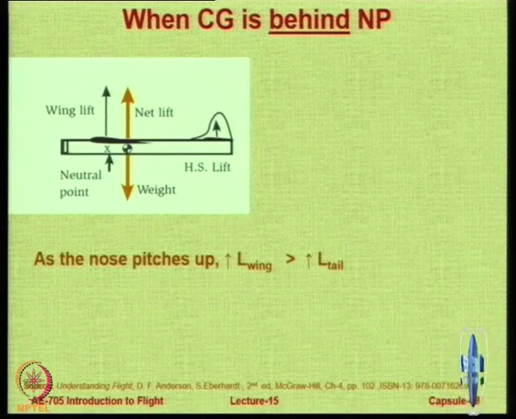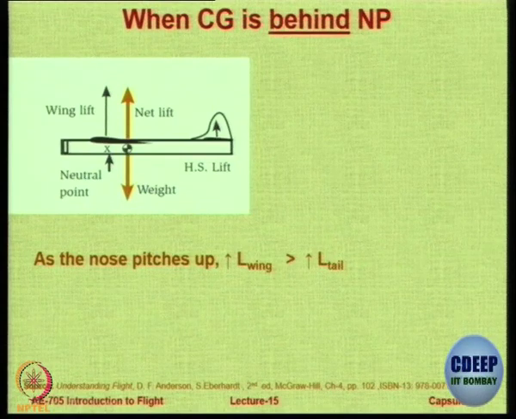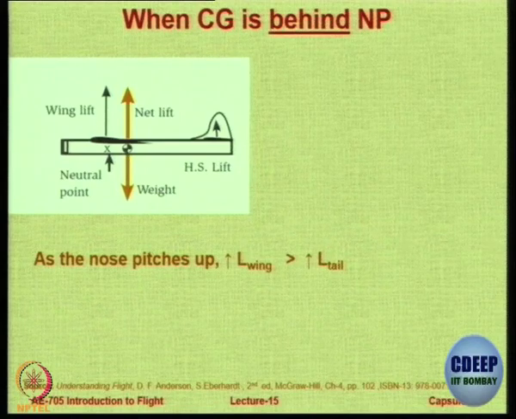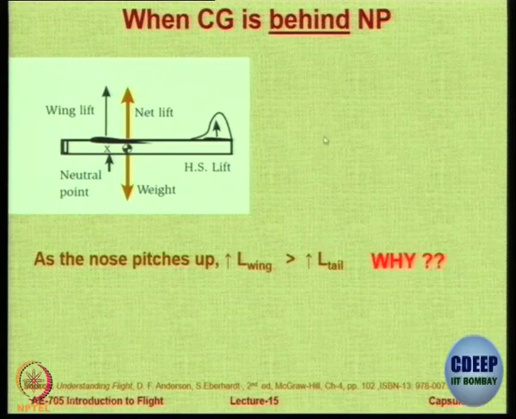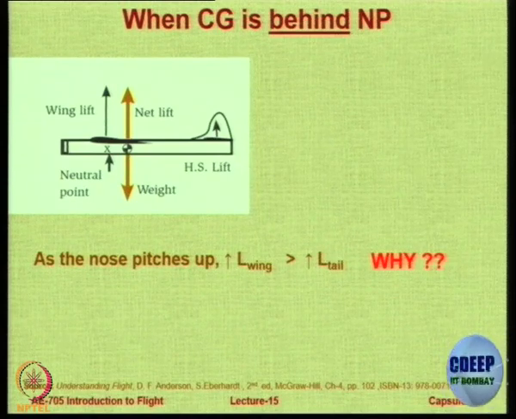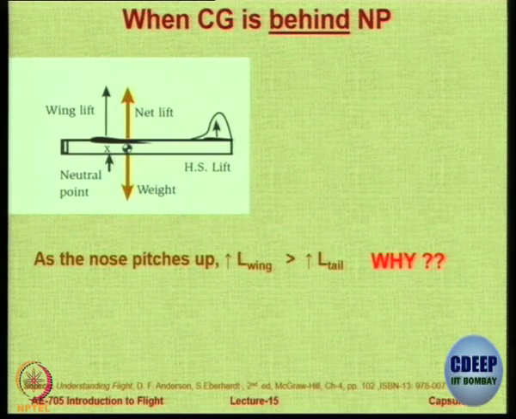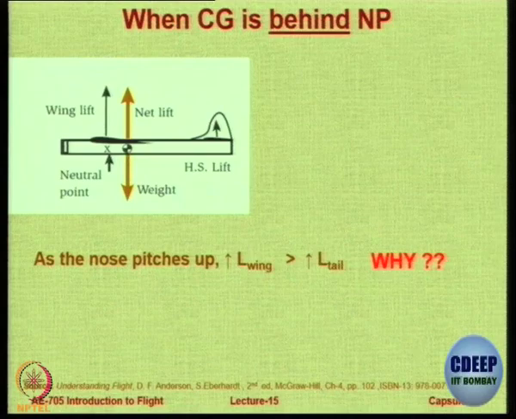So, now when the nose pitches up, the increase in the lift on the wing will be more than that on the tail. You have to tell me why. Why will the delta L wing be more than delta L tail? Both will increase because alpha has increased, but why is it so that the change in the lift of the wing is more than the change in the lift of the tail?